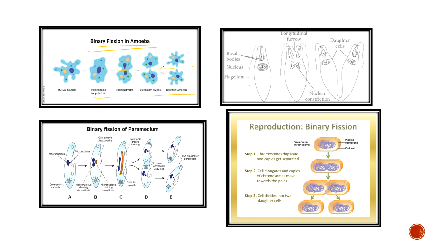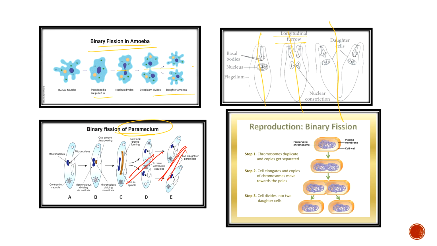Next comes the longitudinal, which happens in euglena. We have told that it is happening in the longitudinal part. So it will divide along the longitudinal axis. Next comes the transverse, which is happening in paramecium. It will divide transversely along this plane.